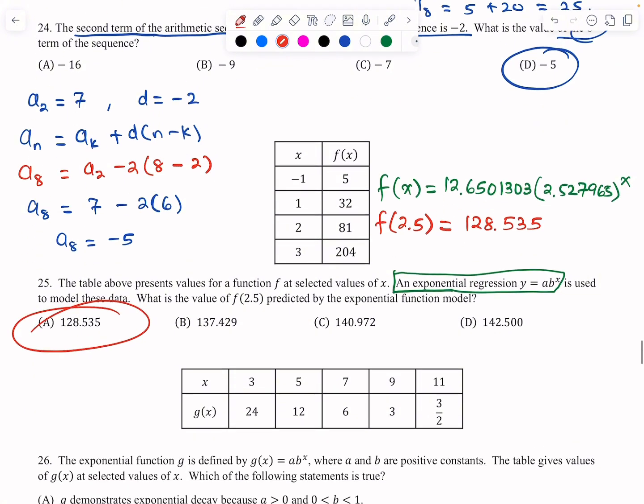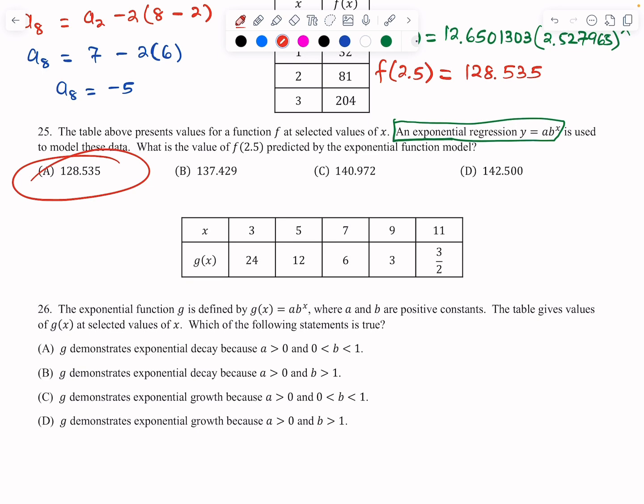Now for question 26. Question 26 is saying that you have an exponential function g given as that, and a and b are positive constants. The table gives value of g of x at a selected value of x. Which of the following is true? So the first thing I have to do, I know that exponential functions are geometric sequences.